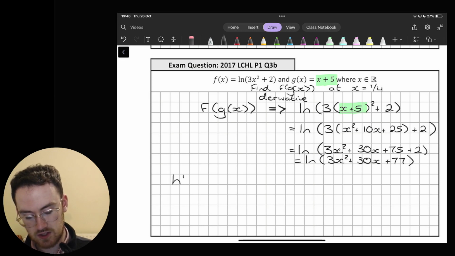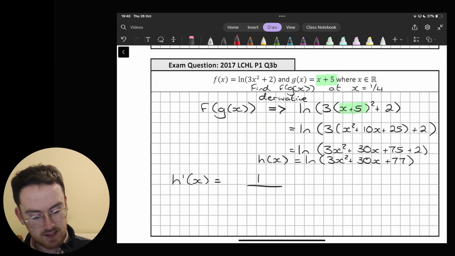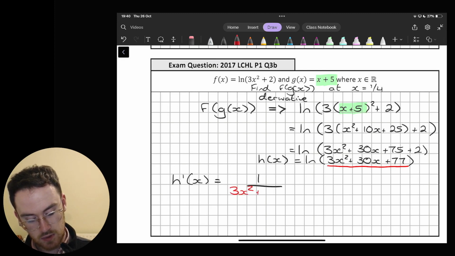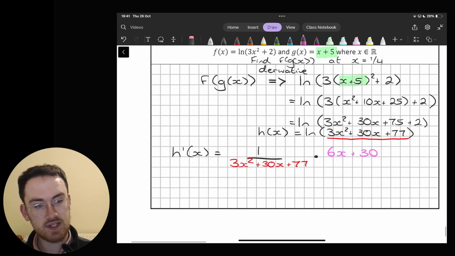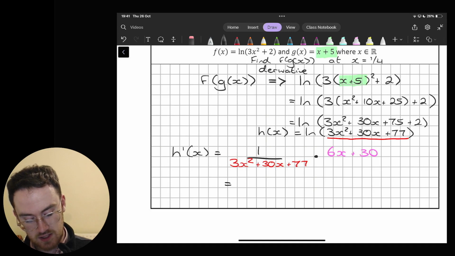Okay, we'll give it a name. We'll call it h, for example. So if we call this function h, then h dash x. So for ln, we rewrite it as 1 over x. In this case, instead of x, I have this whole expression. So that's what I'll write in the bottom. 3x squared plus 30x plus 77. And I multiply by the derivative of that part, which is going to be 6x plus 30. So bringing that all together, 6x plus 30 all over 3x squared plus 30x plus 77.